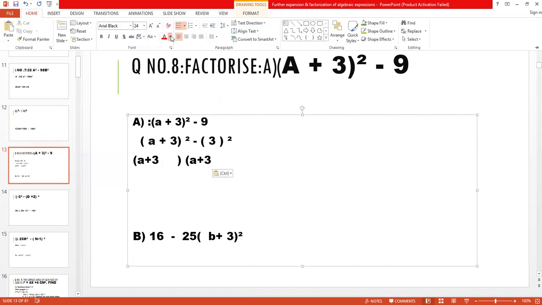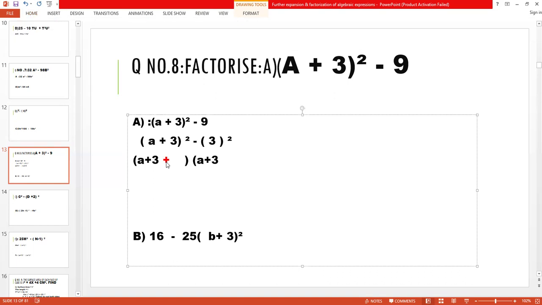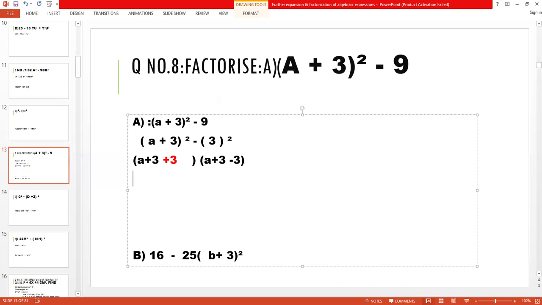I have to change the color so it becomes easier for you. So here you have to write plus 3. One time you have to add, and one time you have to subtract. Now we have to do it. So a plus 3 plus 3 is equal to 6. And next we have a plus 3 minus 3, it is cancelled out, and that is your answer.